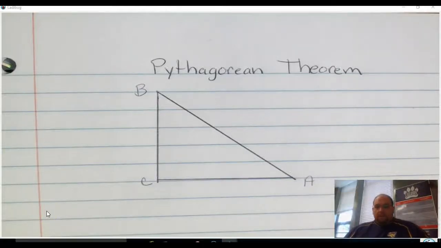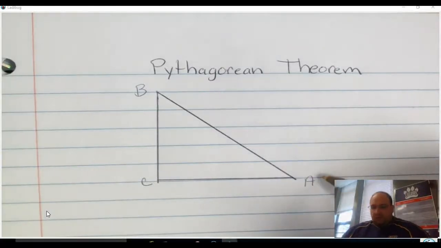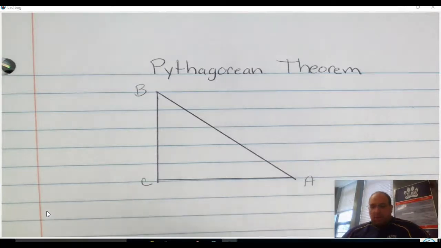All right, let's go ahead and learn about the Pythagorean Theorem. I have a triangle here, A, B, C, and before I begin, let's start out and go over some vocabulary. The first vocabulary I want to talk about are legs and hypotenuse. So we need to be able to identify where the legs are on a right triangle and where the hypotenuse is.